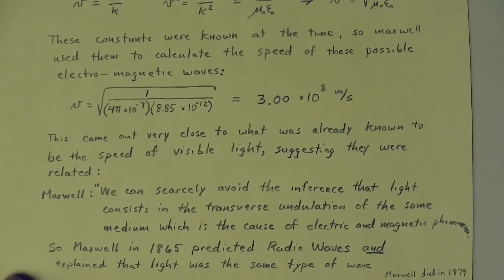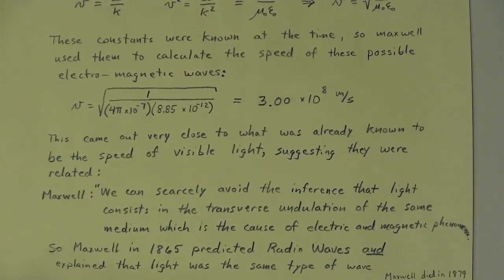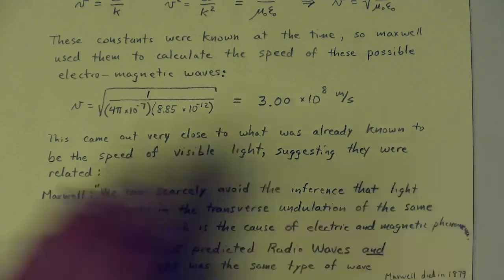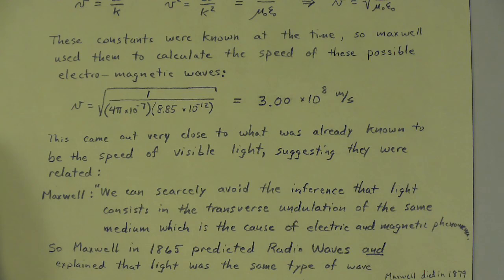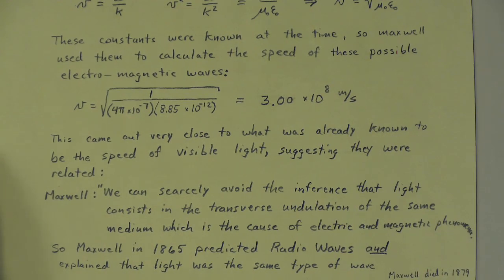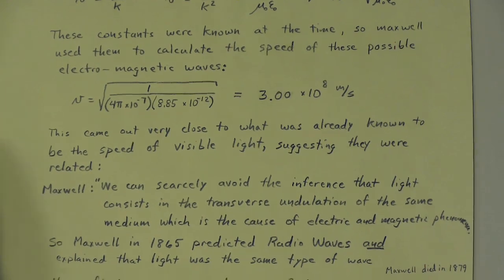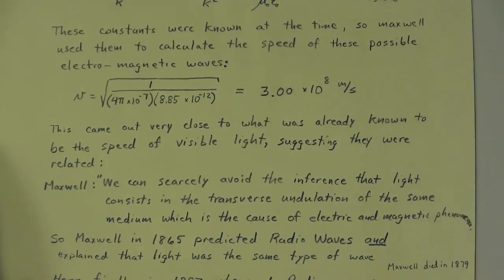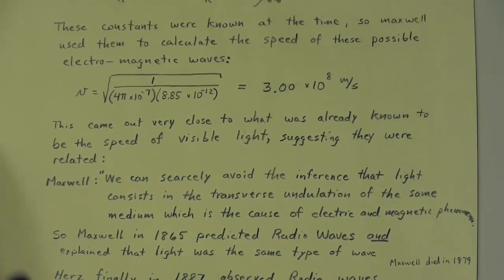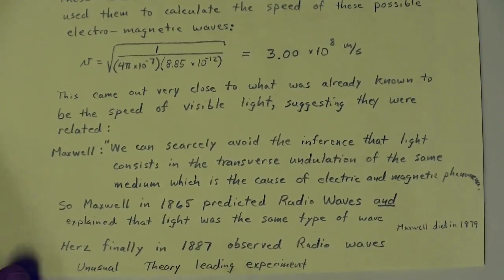So Maxwell in 1865 was predicting the possibility of radio waves and also explaining that light must be this same kind of wave. He did this in 1865. He himself died in 1879, quite some time later. But it was even after that yet that finally Hertz in 1887 observed actual radio waves in the laboratory.